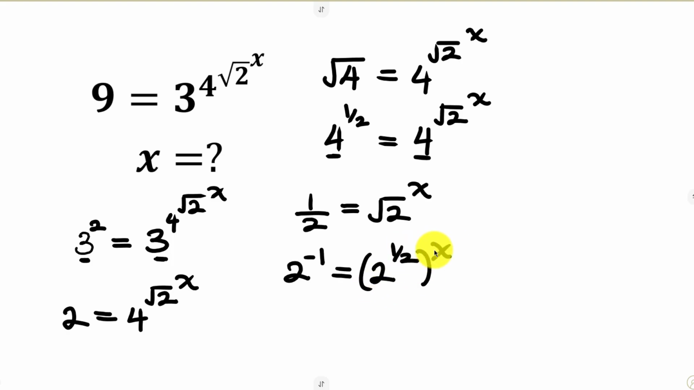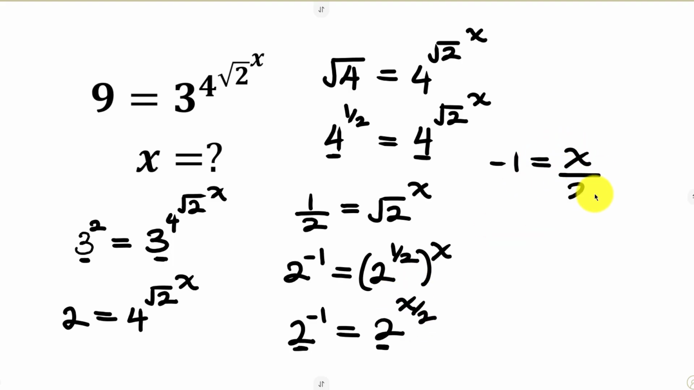Now, we can apply the law of indices here, the exponent law. So we have 2 to the power of negative 1 on the left equal to 2. The exponent law means we can multiply the powers. So 1 over 2 times x gives x over 2. Now, once again, the bases are the same. Now we can equate their powers. The power on the left is negative 1, equal to the power on the right, x all over 2.